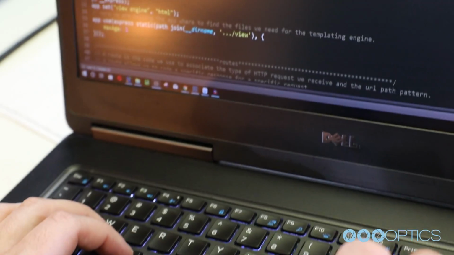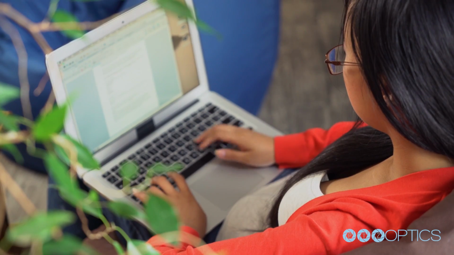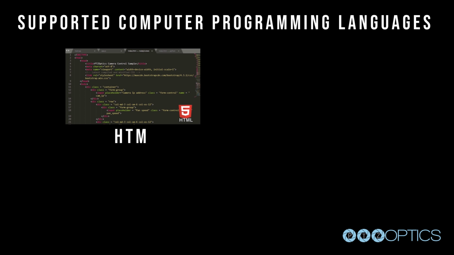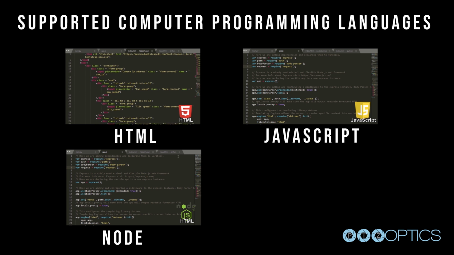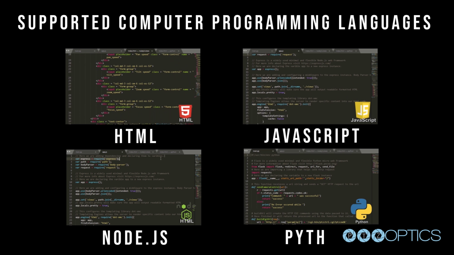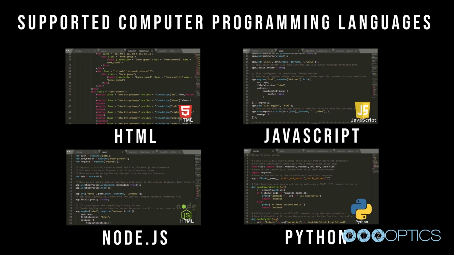Using IP protocols and connectivity methods, students will use standard programming languages such as HTML, JavaScript, node.js, Python, C, and C++ to take control of precision robotics.